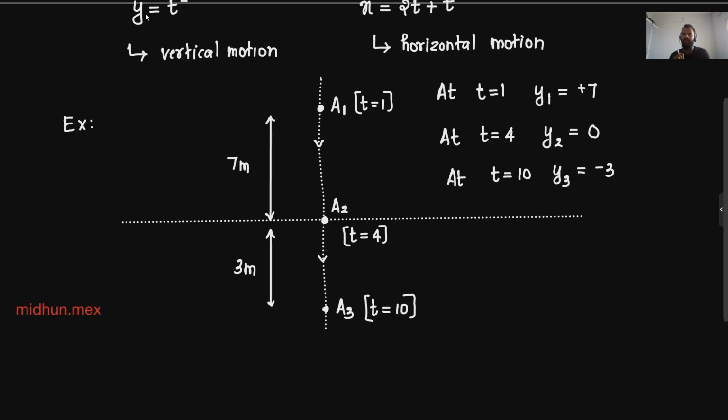Time equal to 1, particle was at y equal to 7. Time equal to 4, particle was at y equal to 0. Time equal to 10, particle was at y equal to minus 3. You don't have any other things. This much only you need to understand.